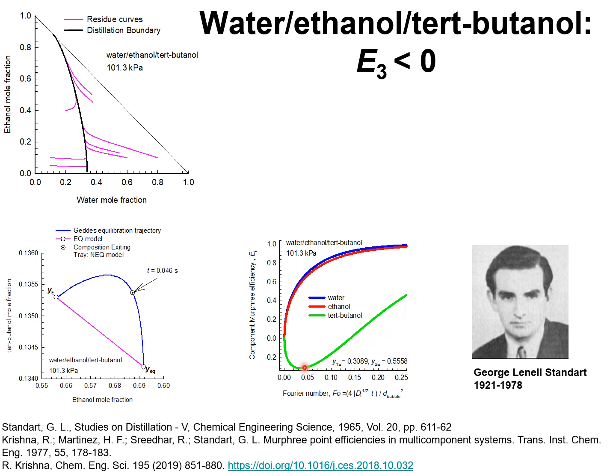The message from this work is that negative efficiencies are possible and can be routinely calculated using the Maxwell-Stefan diffusion equations, along with a mass transfer model such as for bubble dispersions and the Geddes equilibration trajectory.